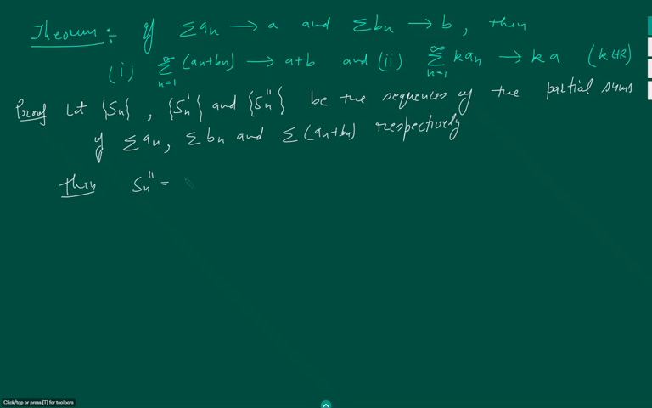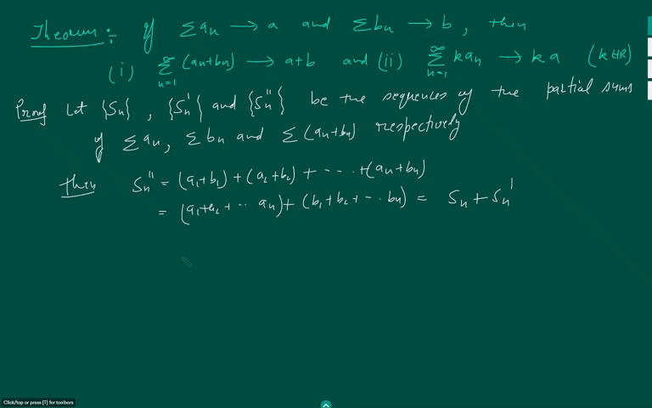Sn double dash is equal to A1 plus B1 plus A2 plus B2 plus An plus Bn, and this can be written as A1 plus A2 plus An plus B1 plus B2 plus Bn, and this is equal to Sn plus Sn dash, and hence this implies the limit of Sn double dash is equal to the limit of Sn plus the limit of Sn dash.